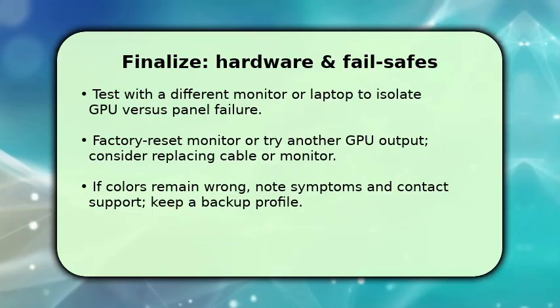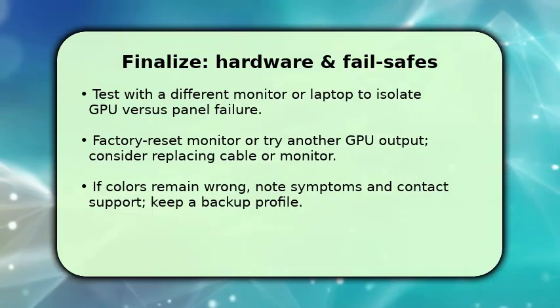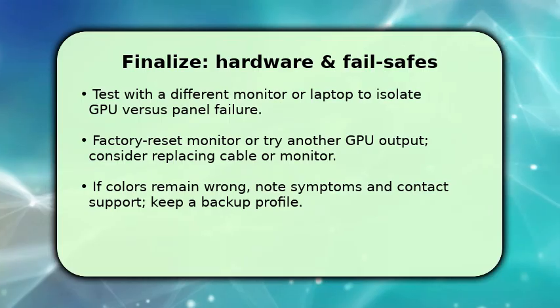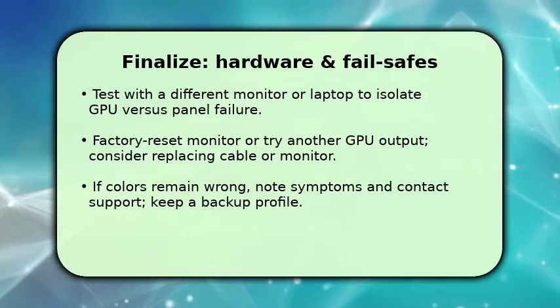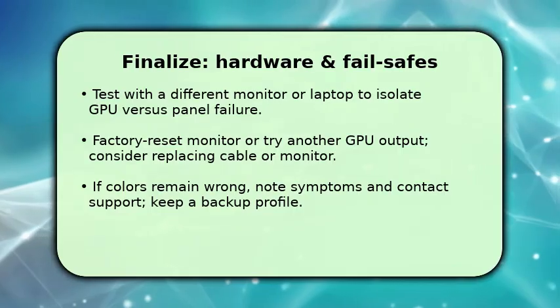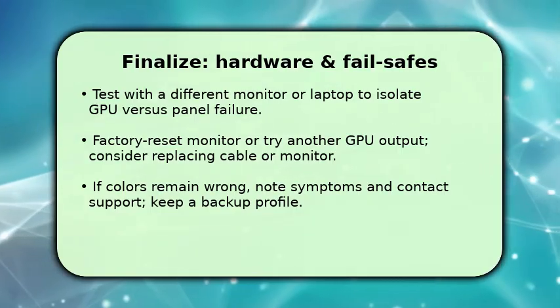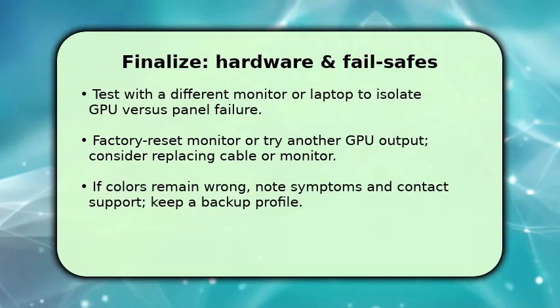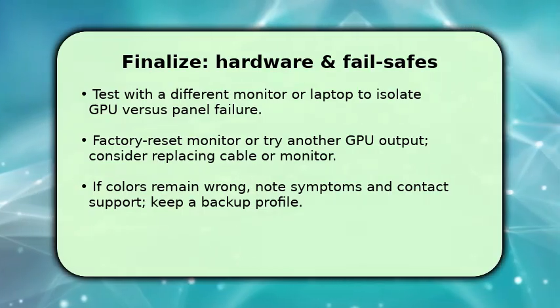Factory reset the monitor and test alternate GPU outputs or a new cable. Replacing the cable often solves intermittent color shifts. If colors still look off, document what you tried. Save a working ICC profile and contact support. One key tip: try a different input type before buying parts.